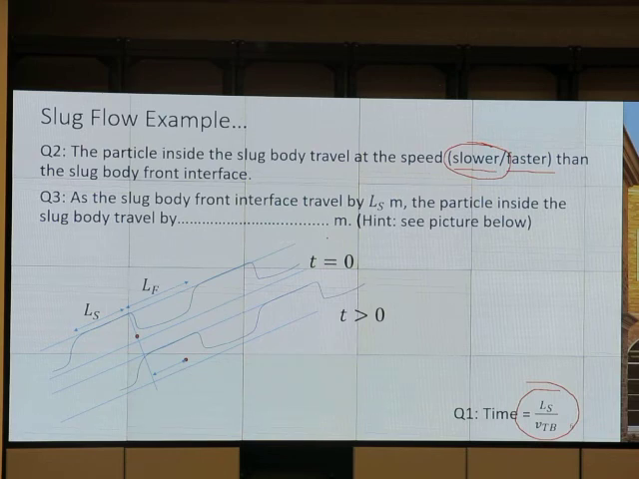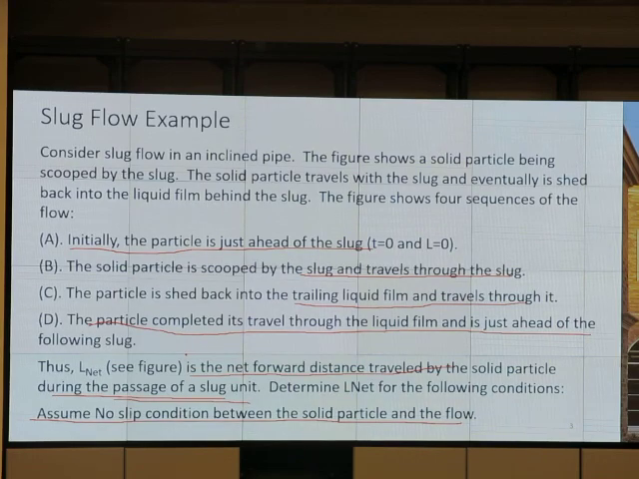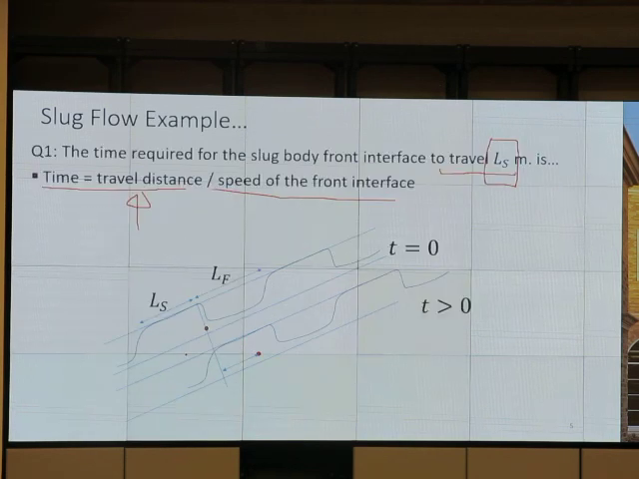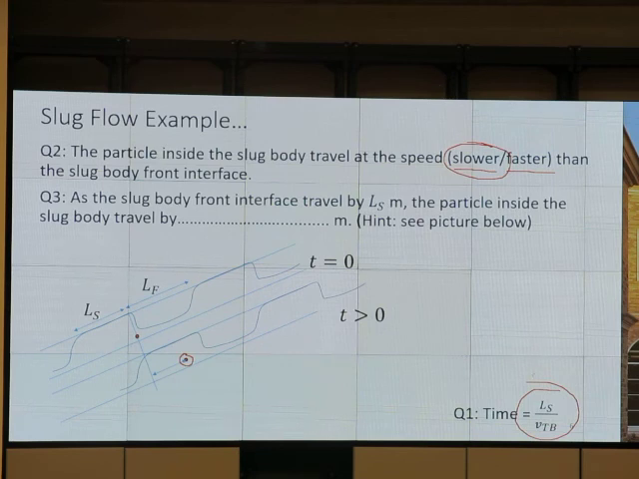And we say, okay, velocity is constant. So this solid particle, when it stays inside the slug body, it travels at what speed? Is that the same speed as the liquid inside the slug body? No. We assume that there's no slip. What is the speed of the liquid in the slug body? The variable, how did I define it? VLLS, right? So the particle travels inside the slug body at the speed of VLLS. And it takes the amount of time of LS over VTB, because that is the amount of time that the front needs to travel by LS.